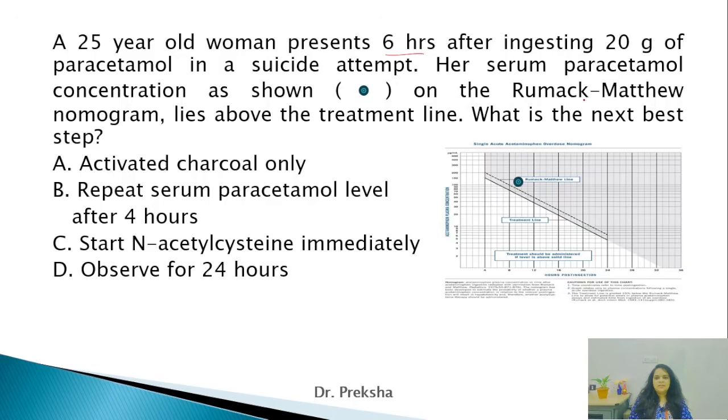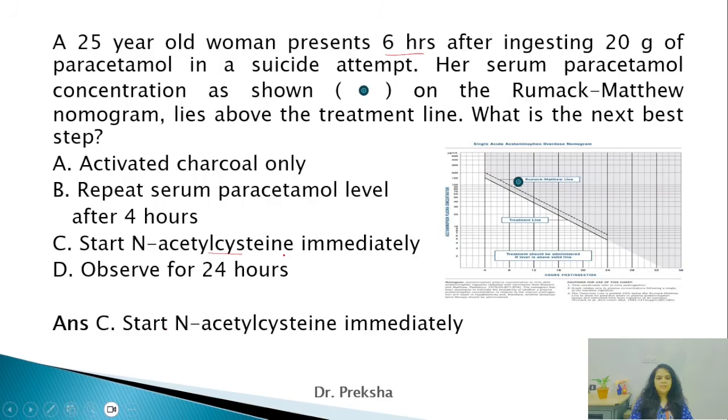As we have discussed, if the serum paracetamol concentration is above this line, then you have to immediately start N-acetylcysteine. So the correct answer here is: start N-acetylcysteine immediately. N-acetylcysteine will replenish the glutathione store in the liver, and that will help to metabolize the toxic compound known as NAPQI. This is the toxic metabolite generated by paracetamol metabolism in the liver, and it will be detoxified when you start N-acetylcysteine, and that will protect from hepatic injury.